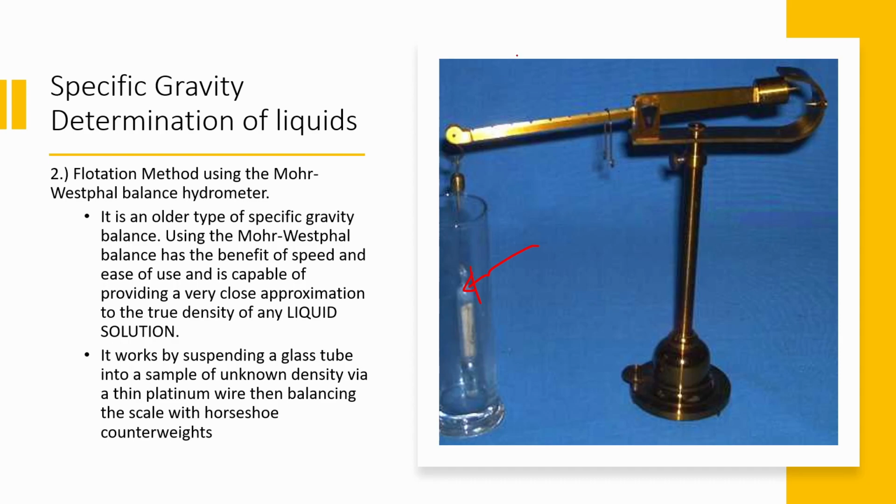Then a thin platinum wire balances the scale. So this is the scale with horseshoe weights. So depending on how many horseshoe weights you have used and in which part of the scale you used, the calculations depend. Nagdedepende ang calculations natin kung ano kanya specific gravity. So sa lab, ituro naman ito sa inyo sa lab.